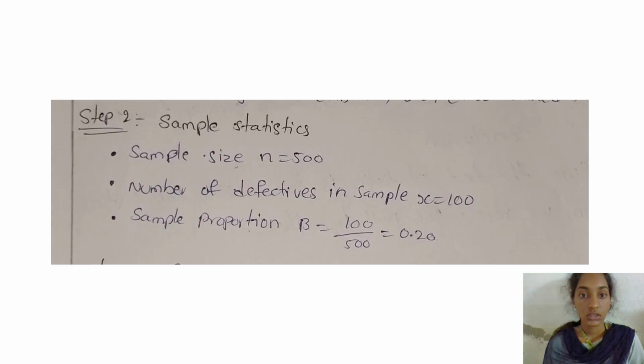Step 2. Sample statistics. Sample size n equals 500. Number of defectives in the sample x equals 100, and sample proportion p-hat equals 100 by 500, which is 0.20.